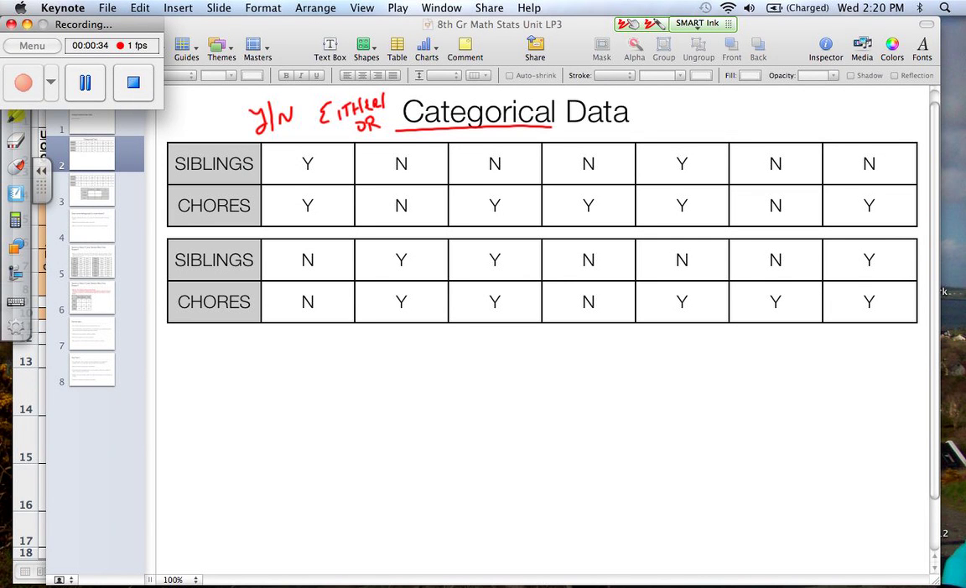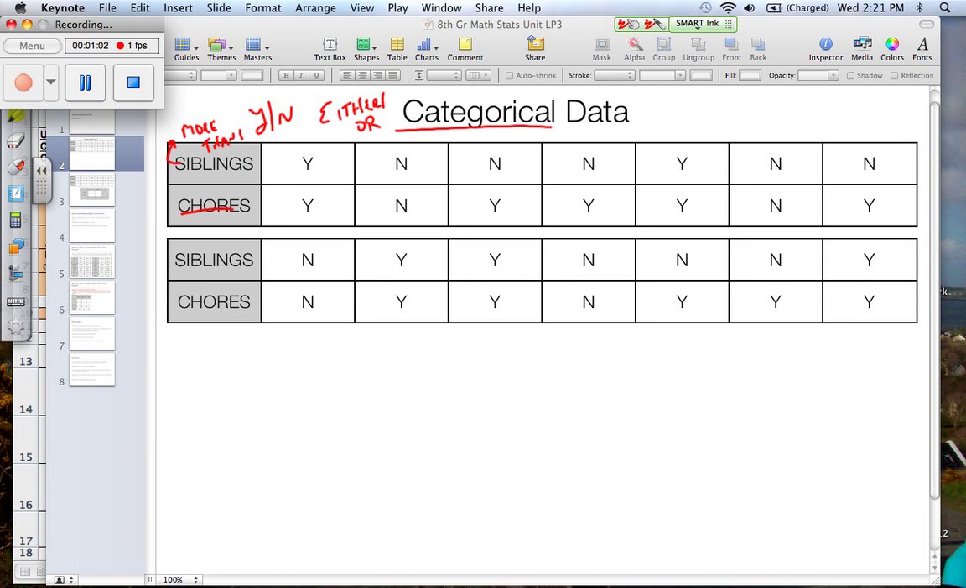The example that I have presented for us here is from my 6th grade class last year. I asked them, do you have more than one sibling? And do you have chores at home? The answers are listed in these two tables as, yes, I have more than one sibling, yes, I have chores, no, I do not have chores. So I went around and asked each individual student, and we recorded the data together in these two tables.